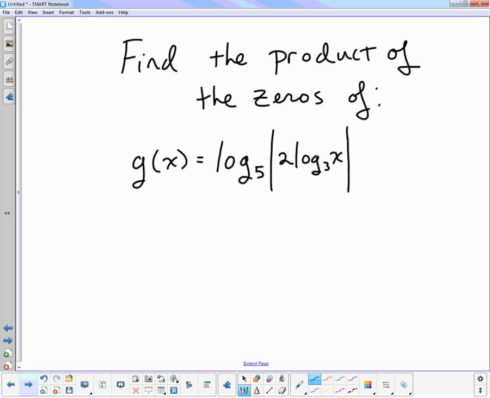Well, if g of x was 2x plus 1, what would you do? No, if I wanted the zeros of it, right? Let's go back to the idea. If you had that function, and I said, find the product of the zeros, what would you do? No, forget about graphing, forget about calculators.